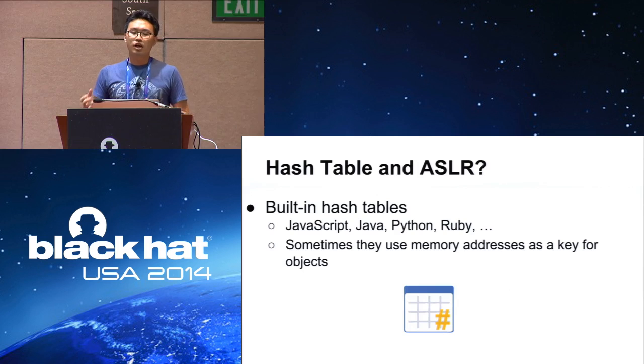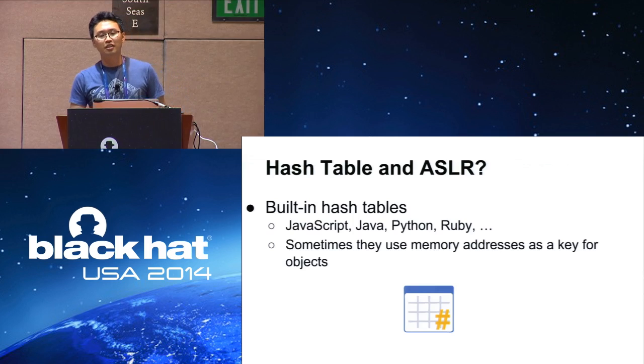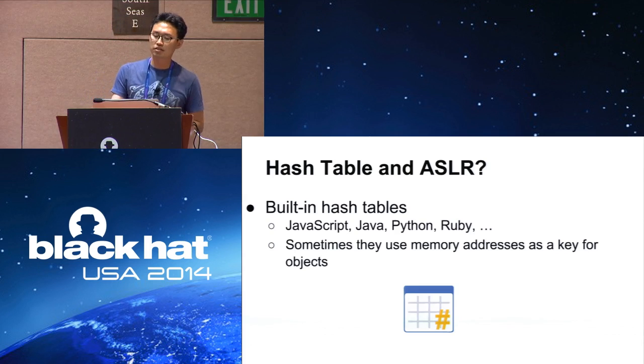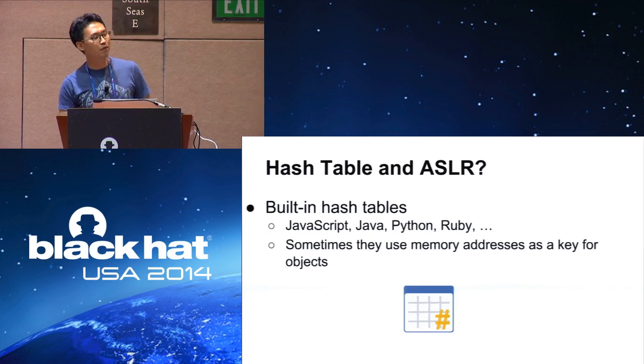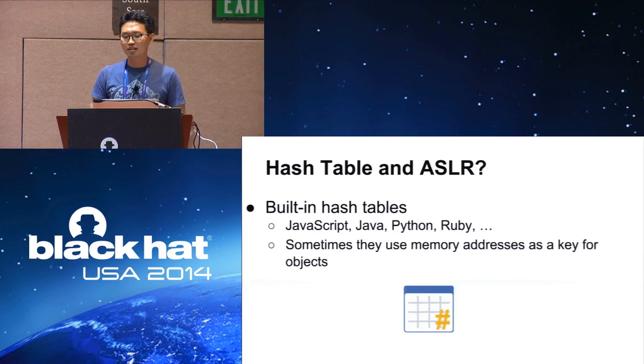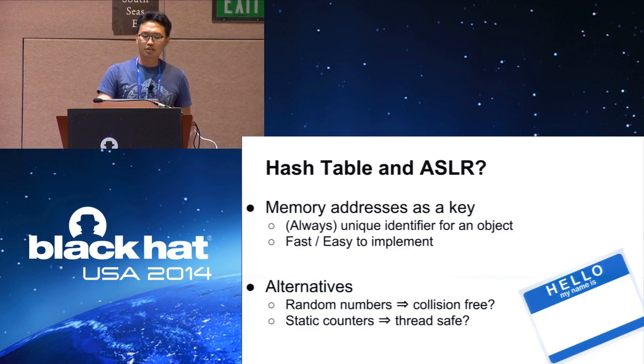So I talked about the hash table, but you may wonder how it is related to ASLR. So let me talk about the built-in hash tables. A lot of languages like JavaScript, Java, Python, Ruby, all these different languages also implement hash tables. Though Python calls the hash table a dictionary, the underlying implementation is pretty much the same as a hash table. And sometimes they use memory addresses as a key for certain objects. So you may wonder what this means. What is this, memory addresses as a key?